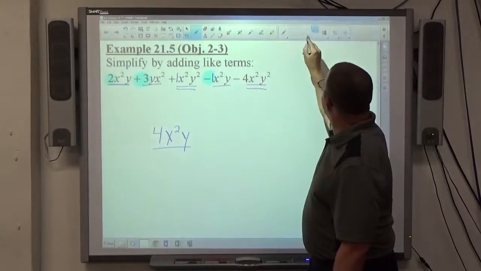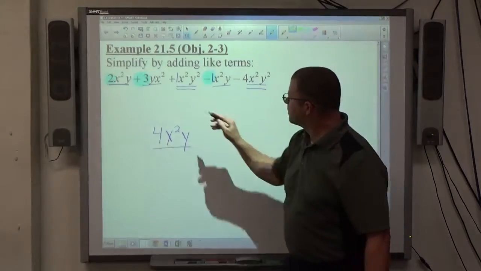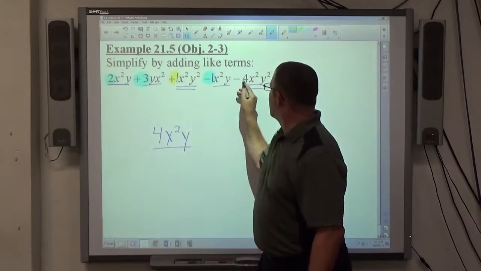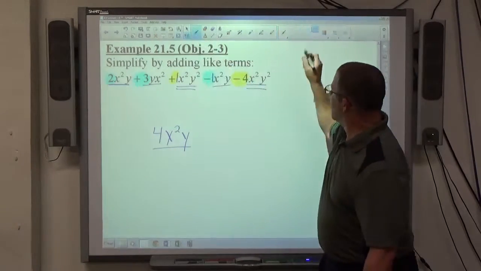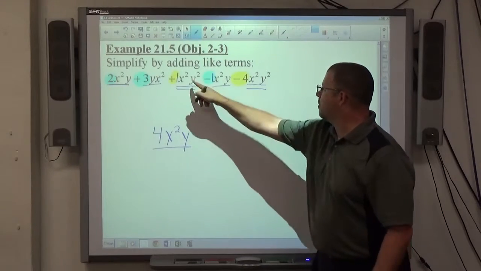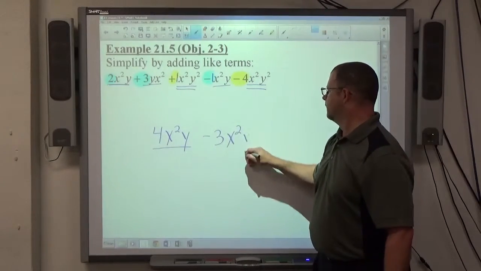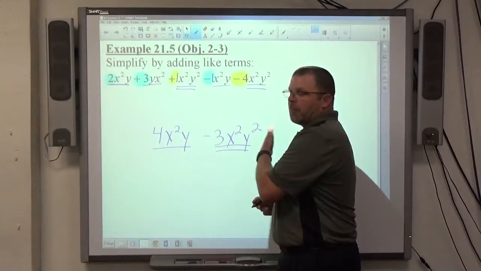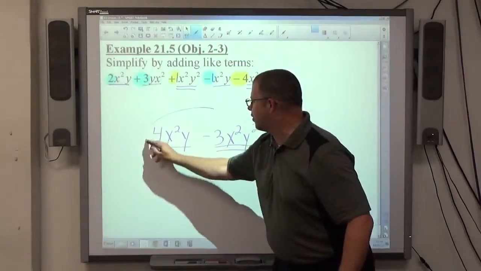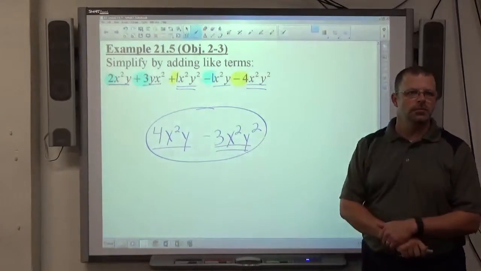All right. Then my double underlined ones, I've got plus 1, and I've got minus 4, right? So negative 3. Very good. So negative 3, and what made them the same was x squared y squared. That's my double underlined answer. This is not a like term to that. We cannot add or subtract unlike terms, so that's the best I can possibly do.